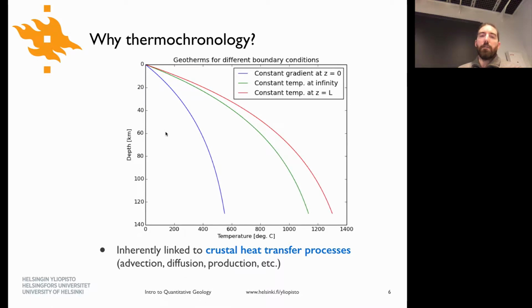The plot itself, just in case you're unclear about what's here, is just predictions of temperature in the lithosphere of the Earth, so about a 130 kilometer thick layer here. And the different lines are for different assumed temperature conditions at depth. So whether we assume the temperature is at some constant value at infinite depth or at some fixed depth, or, for instance, at the blue line, we just assume a constant geothermal gradient at the surface. That'll change the way in which the temperature varies with depth in a model. And you'll see in the code we use today how that works.